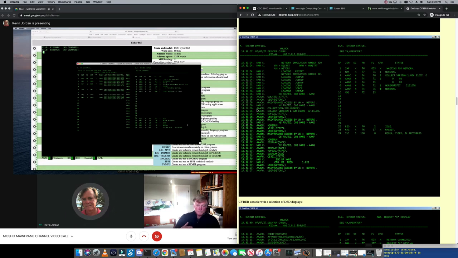And how reliable is this emulator? Does it run reliably? It's extremely reliable. This operating system will run without intervention much longer than the real thing ever did.